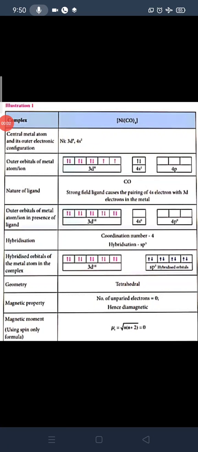Okay, now let us discuss this first illustration which is given in your book. The first illustration complex we have is Ni(CO)4, that is nickel tetracarbonyl. It is not carbonate, it is carbonyl. Nickel tetracarbonyl is a neutral complex because it does not carry any charge.